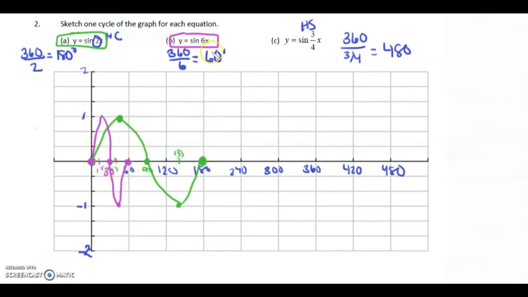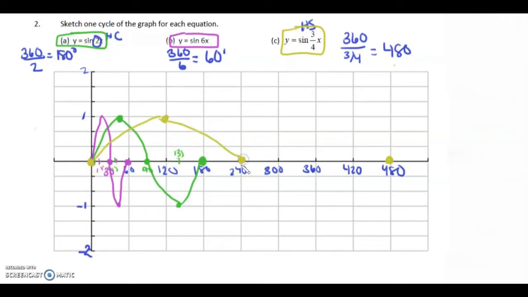So again, one full rotation by 60 degrees. Now we're going to do a full rotation on 480 degrees. So the start is 0, 0. The end is 480. Halfway through would be 240. Okay, so halfway between 0 and 240, which is 120, we're going to have to plot a maximum.